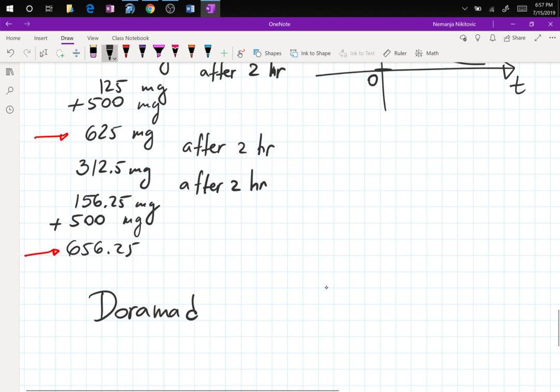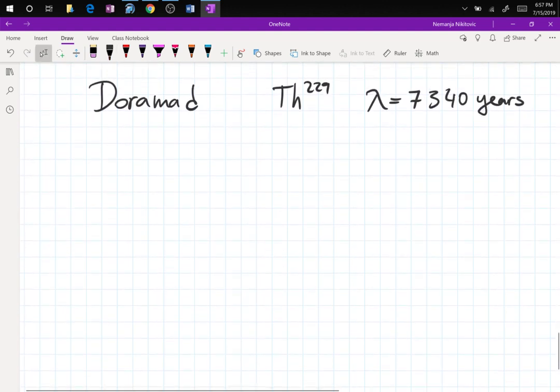So these are the images. This is the real thing. It contained thorium-229, with a half-life of 7,340 years. Now we understand what half-life means. If you put 1 gram of thorium on a desk, you have to wait 7,340 years for that 1 gram to go down to half a gram. If you put 1 pound, you wait 7,340 years to go to half a pound.